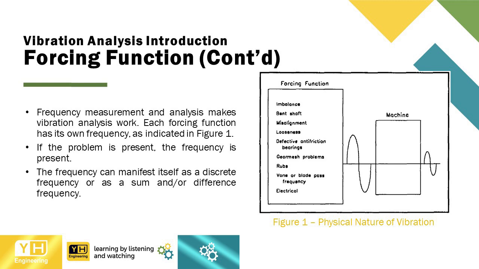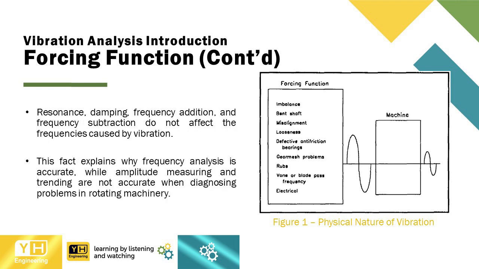Frequency measurement and analysis makes vibration analysis work. Each forcing function has its own frequency, as indicated in Figure 1. If the problem is present, the frequency is present. The frequency can manifest itself as a discrete frequency or as a sum and/or difference frequency. Resonance, damping, frequency addition, and frequency subtraction do not affect the frequencies caused by vibration. This fact explains why frequency analysis is accurate, while amplitude measuring and trending are not accurate when diagnosing problems in rotating machinery.